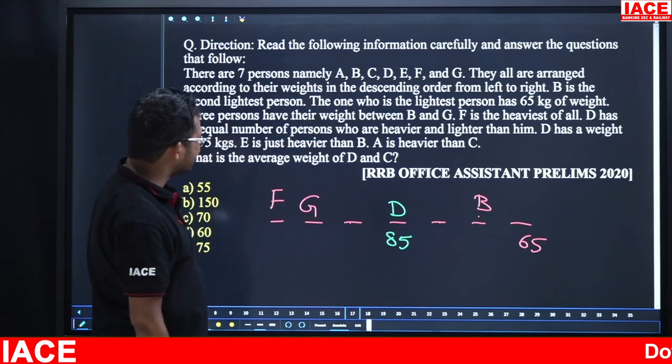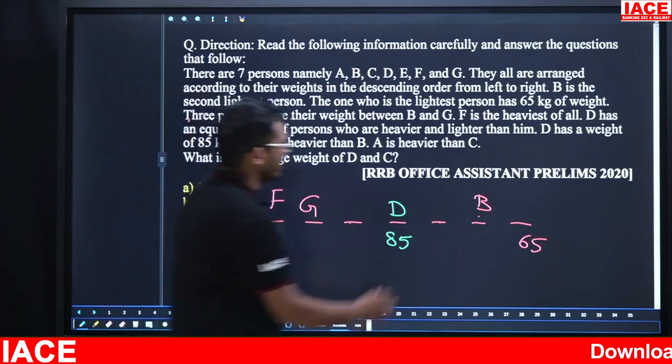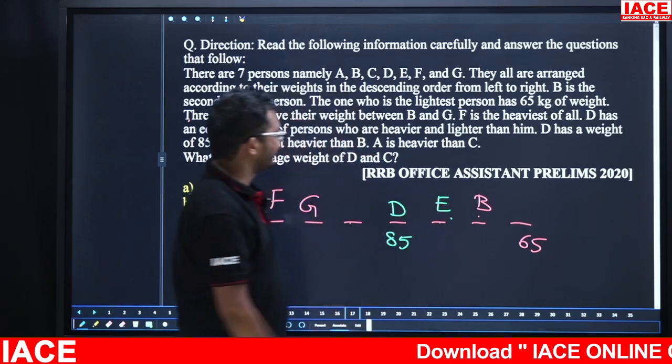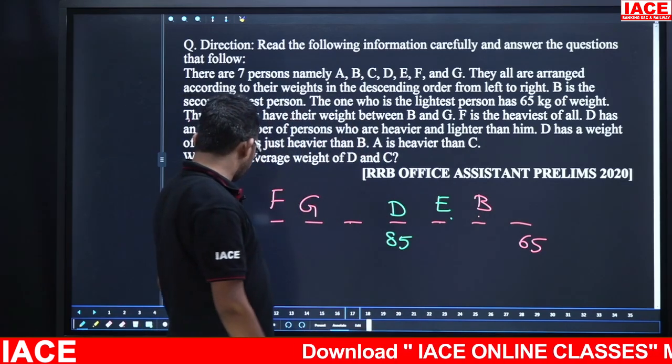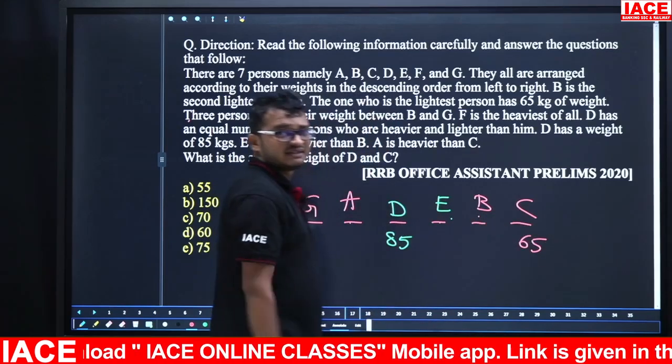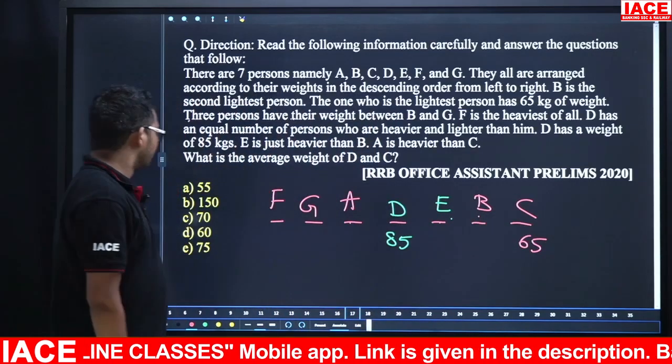Next, E is just heavier than B. Now take here E. This E is just heavier than B. Next, A is heavier than C. So A is heavier than C means now this one is A, and this one is C. Yes, this is the entire data they have given. Now take the question here.